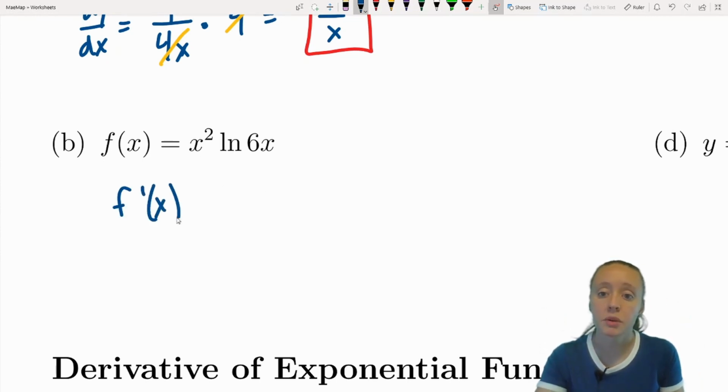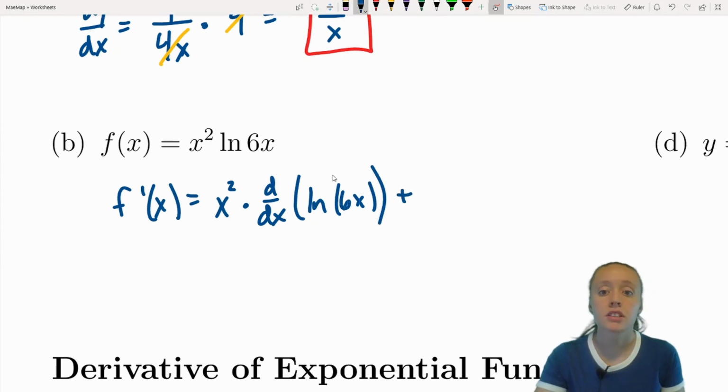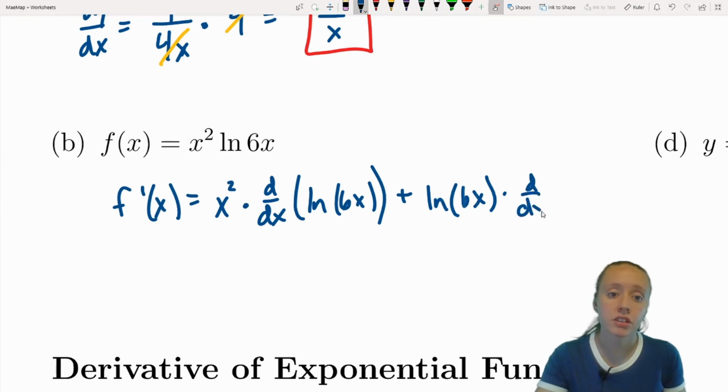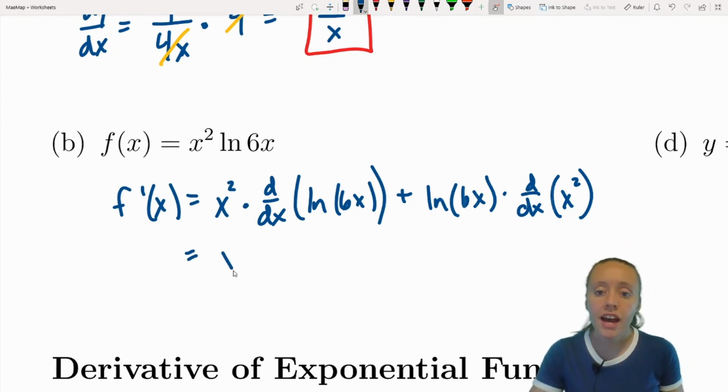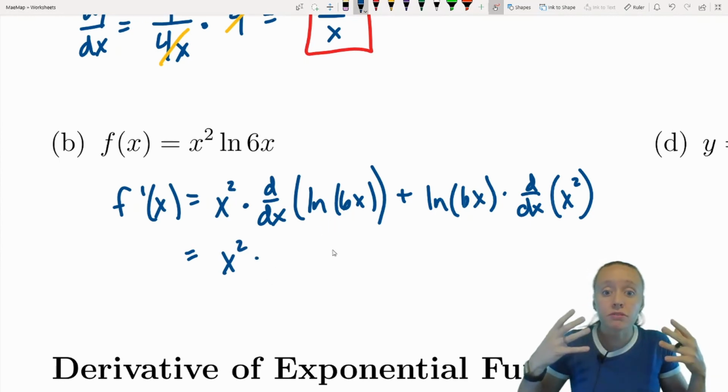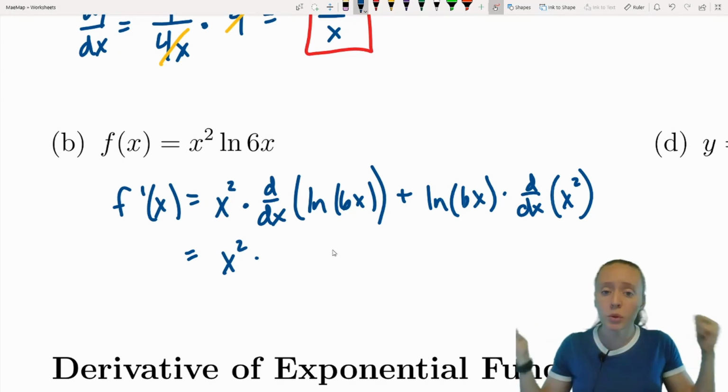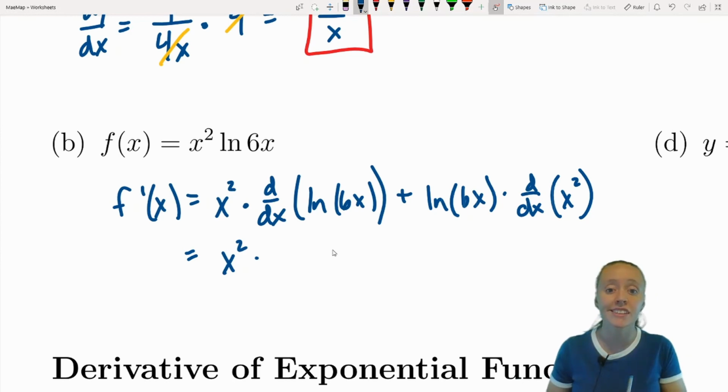So f prime of x is going to equal our first function, which is x squared, times the derivative of the second, and I'm going to write out the derivative of the second, plus our second function, times the derivative of our first. And I wrote out taking those derivatives so that I'll do that in my next step, since we're still just practicing. So I'm going to have x squared times, what's the derivative of ln of 6x? Well, if you remember from ln of 4x up above, we can either split that up or we can use the chain rule, but regardless, that 6 is going to get canceled out in the chain rule, or it's going to go to 0 when we split it up.